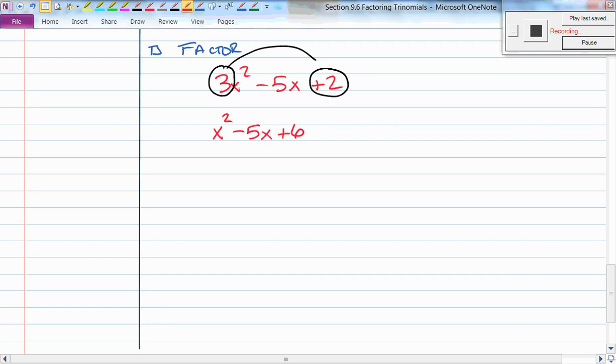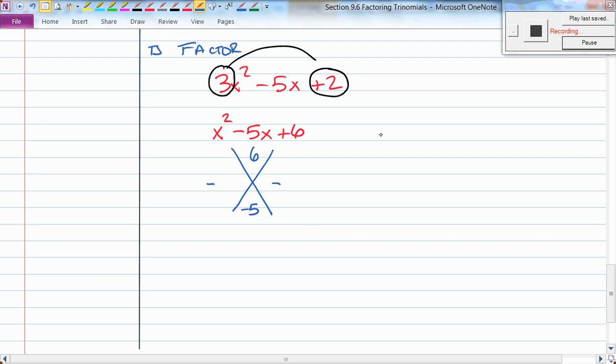Okay, good. Now, is my leading coefficient a 1? Yes. So what do I use? Diamond problem. What number goes on the top? What number on the bottom? Okay, you guys tell me. A positive on top, negative on the bottom? They both have to be negative. Very good.